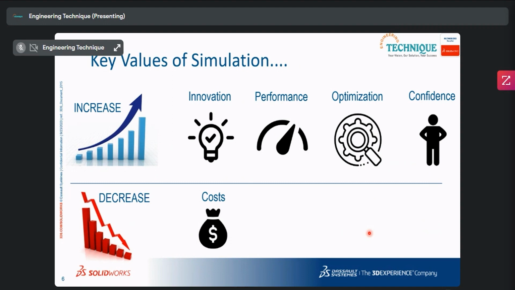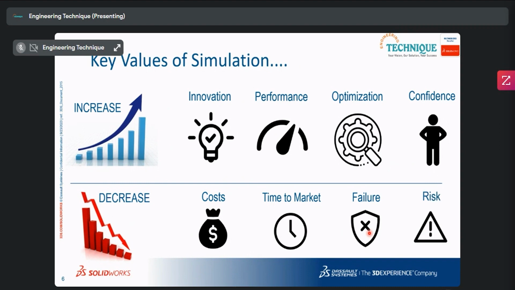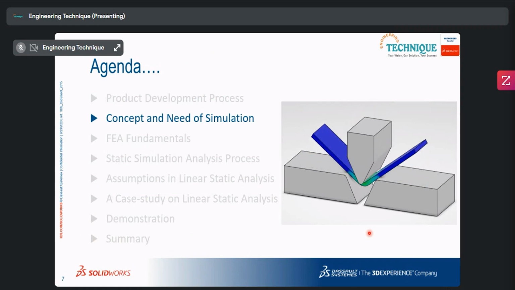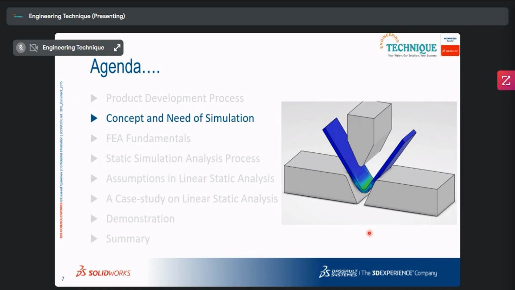Then the cost is decreased, obviously the production cost or development cost, then the time to market is decreased, then product failure can be reduced, and the risk of the product can be decreased. Okay. Now, let's understand the concept and the need of simulation.